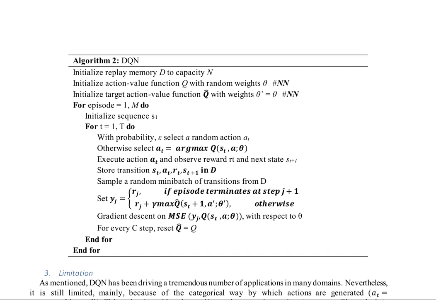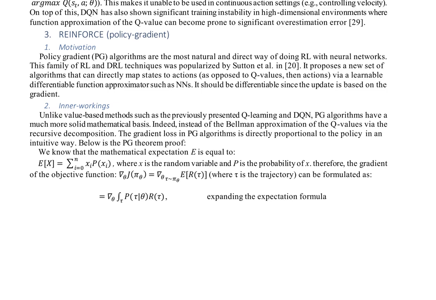A random minibatch of transitions is sampled from D, and target values y_j are computed based on the reward and the maximum action value function Q hat(s_t+1, a; theta minus). The mean squared error, MSE, loss is computed between the predicted action values Q(s_t, a; theta) and the target values y_j. The algorithm updates the weights theta using gradient descent to minimize the MSE loss. Every C steps, Q hat is reset to the current Q.